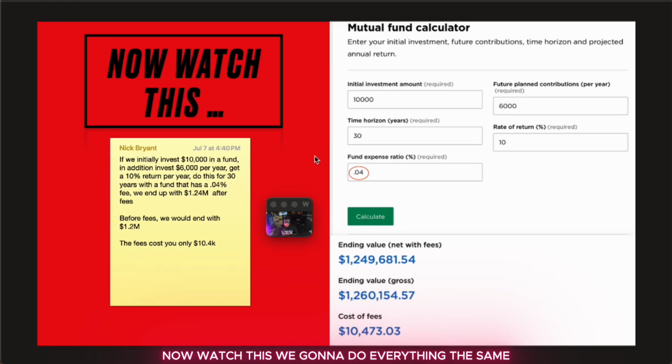Alright, now watch this. We're going to do everything the same. If we initially invest $10,000 into a fund, in addition, we put in $6,000 per year. We do this for 30 years, and we get a rate of return of 10% with the fund expense ratio that is 0.04%. This is the second fund that we looked at on the last slide.